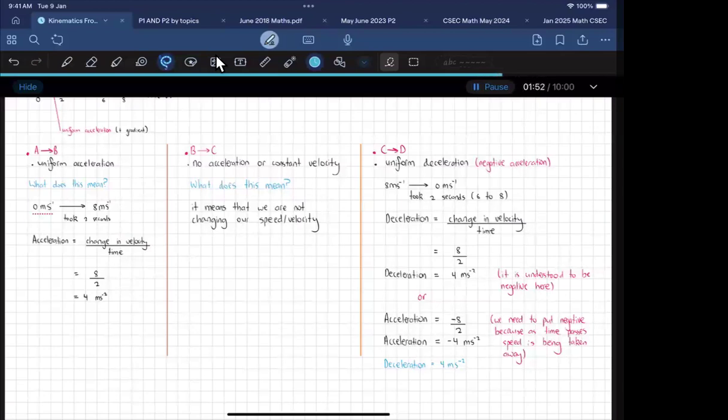So, Amy, do you think you understand why negative acceleration means the same thing as deceleration? Do you think you'd ever make that mistake of saying deceleration as a negative? No. Okay, good.